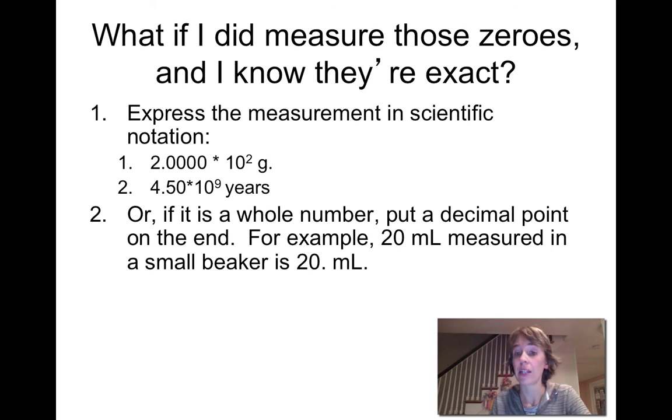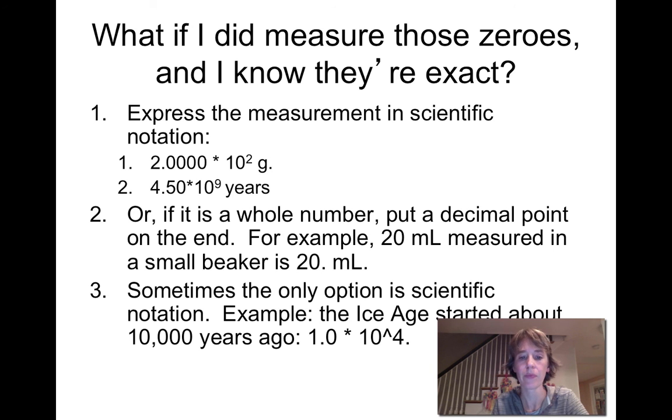If it's a whole number, then you can put a decimal place at the end. So beakers are relatively inaccurate ways of measuring volumes, but you can usually get it to maybe the nearest 1 mil. So I could say 20 mils with a decimal point after the 0. But like with the age of the Earth, sometimes scientific notation is really the only option. The Ice Age started about 10,000 years ago. The first 0 is well constrained, is well known. The last 3 zeros are not exact. So the best way to write it is 1.0 times 10 to the 4th.